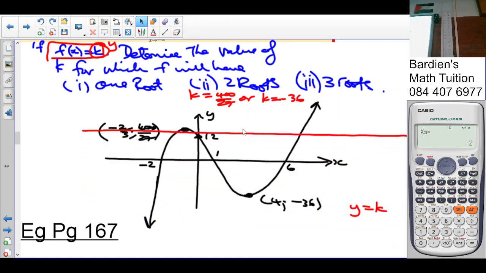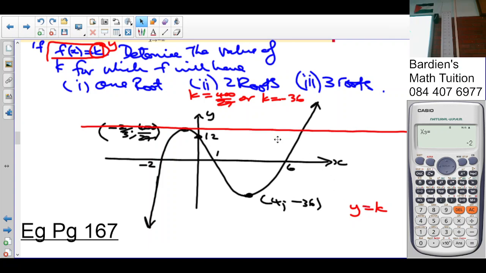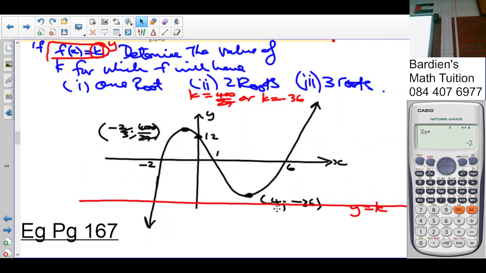But if I bring this up, 1 root. Can you see that? So it will have 1 root when? We will have 1 root where k is less than negative 36, or it will have 1 root where k is more than 400 over 27. Can you see that?